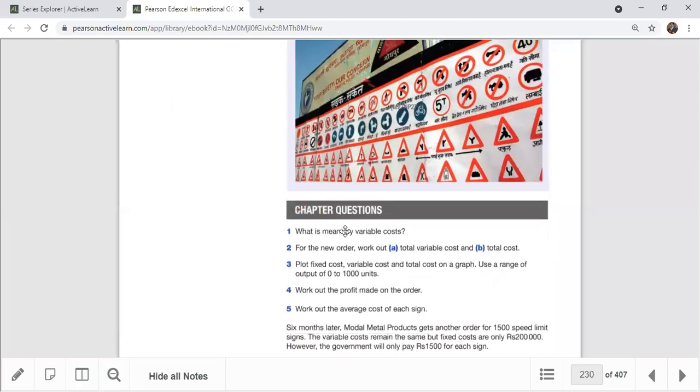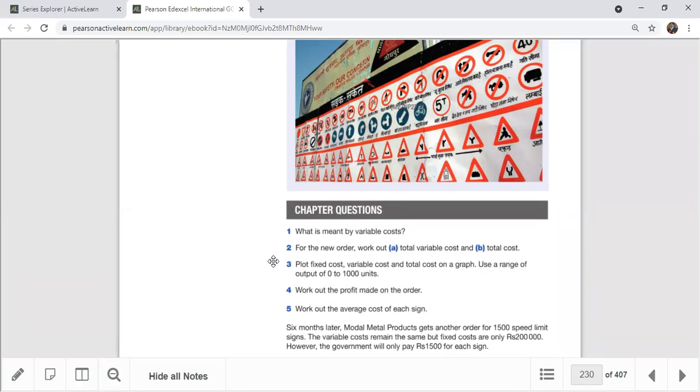What is meant by variable costs? Okay, TJ, what's your answer? What do you think? How to define variable cost? Any idea? Any other? Kiara, what do you think about variable costs? How to define? The cost that changes when the output changes. Very good. Cost that changes with the level of output is a variable cost.